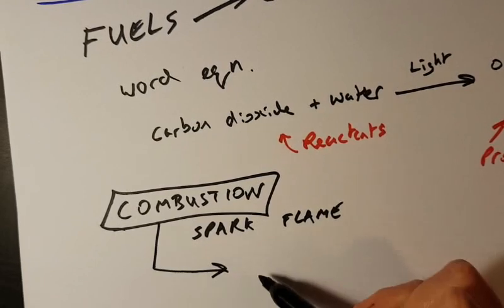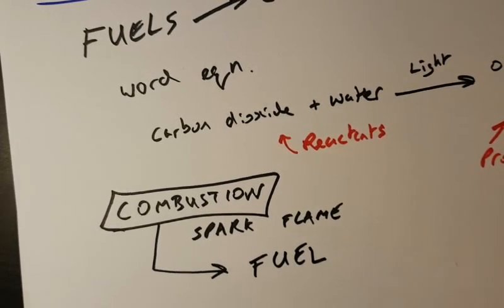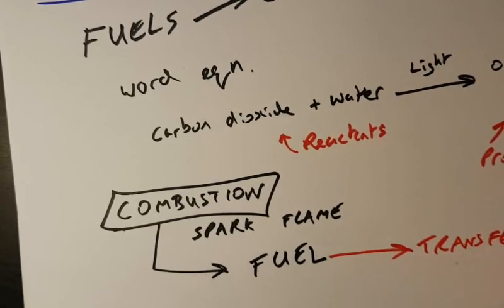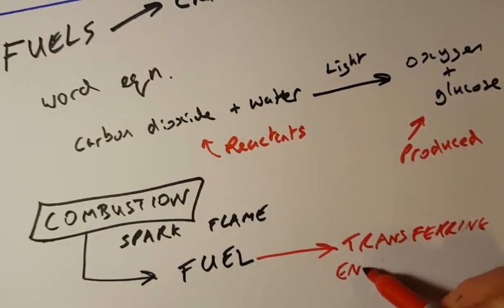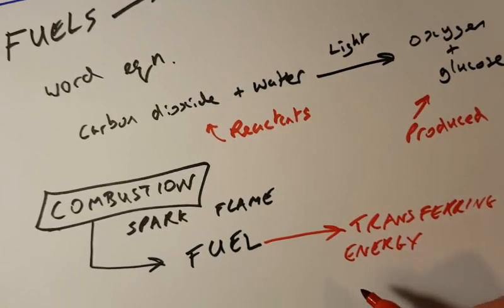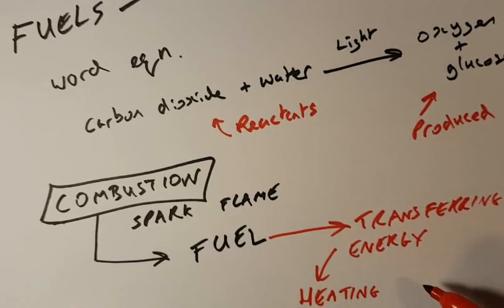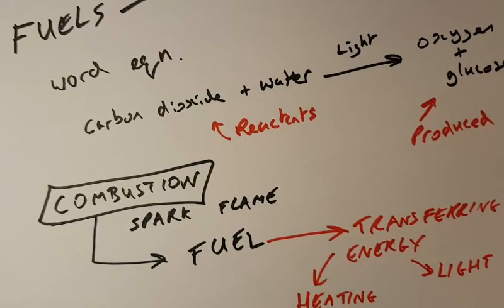So combustion means that this fuel that was the chemical store of energy is now transferring energy to surroundings. So this could be in the form of heat in surroundings, and light energy. That would be an example of something called an exothermic reaction, which I'm not going to go into here. So that's combustion. So let's do an example of combustion.